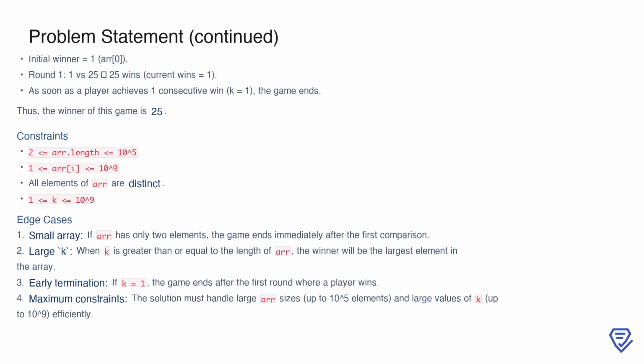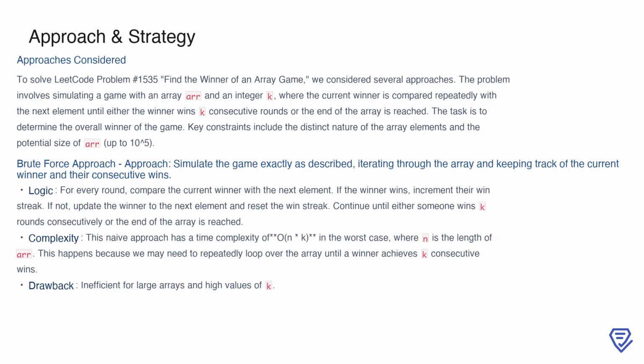Lastly, the problem constraints remind us that the solution must handle large arrays and values of k efficiently, while edge cases like small arrays and early termination due to low k should also be considered. To solve the problem of finding the winner of the array game, we explored a few different approaches. The challenge involves simulating a game where a current winner is compared with the next element in the array repeatedly. This process continues until the winner either achieves k consecutive wins or we reach the end of the array. The array elements are distinct, and its size can go up to 100,000, which is a key constraint to keep in mind.